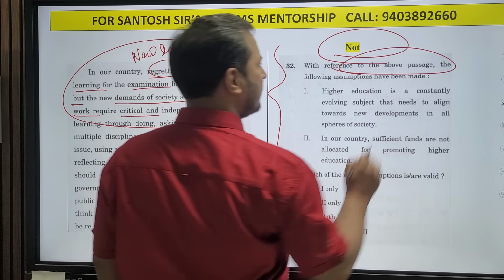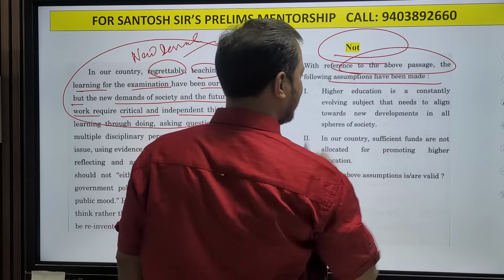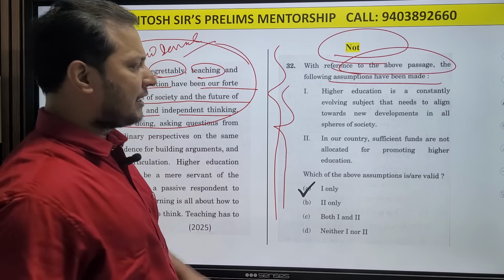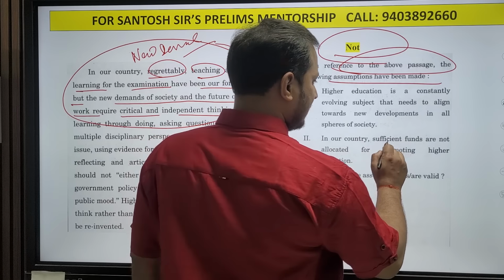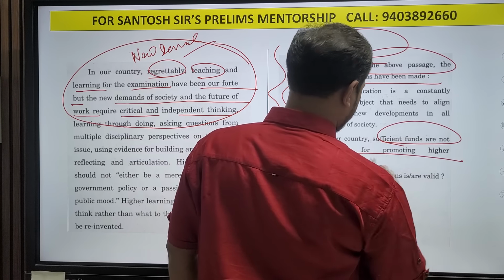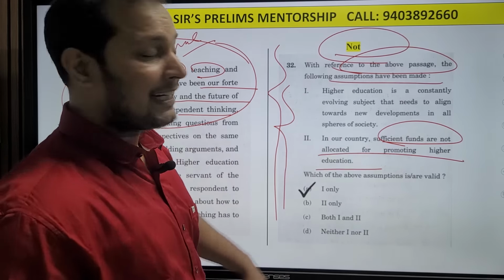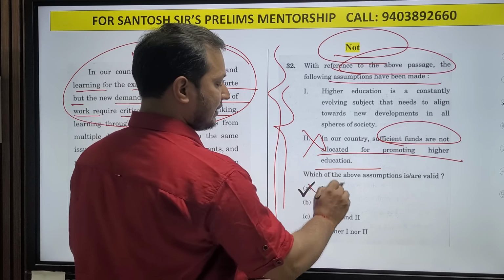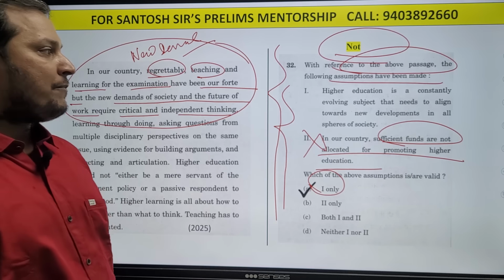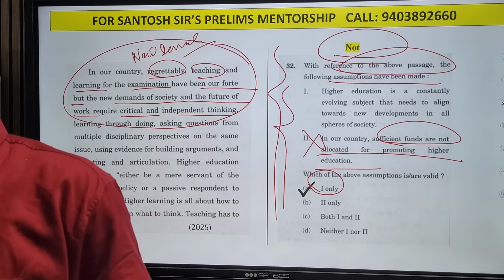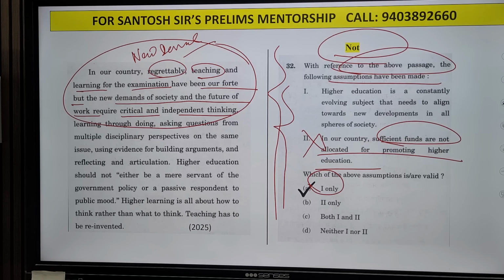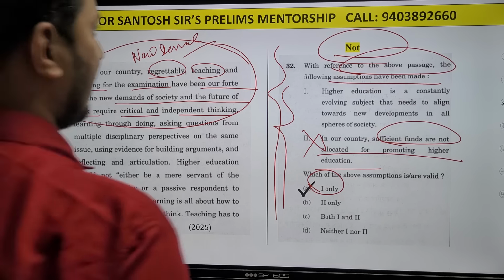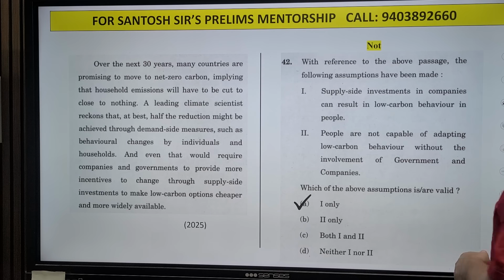With reference to the above passage, the following assumptions have been made. Let us find these keywords. You can see here: in our country, sufficient funds are not allocated for promoting education. Not. Again a negatively worded statement, so incorrect. We get the answer 1 only. Guys, I have been telling you, look for negatively worded statements, and there is a 99.99% chance that those statements are incorrect. Now let us move to the next passage.